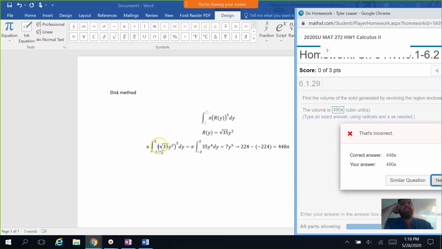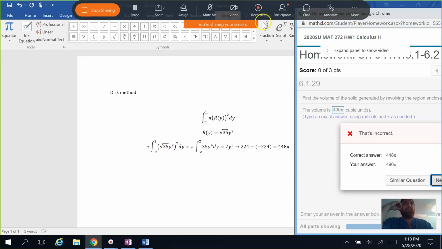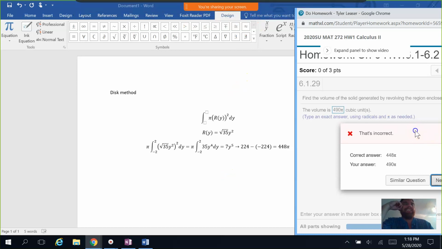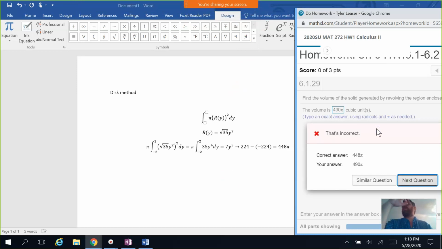So besides all those little mistakes that I made, does that make sense on at least setting the question up correctly? Yes. All right. Is there any other homeworks that you guys want to look at? And I promise I won't mess this next one up. Are you able to look at number 15? Yeah.